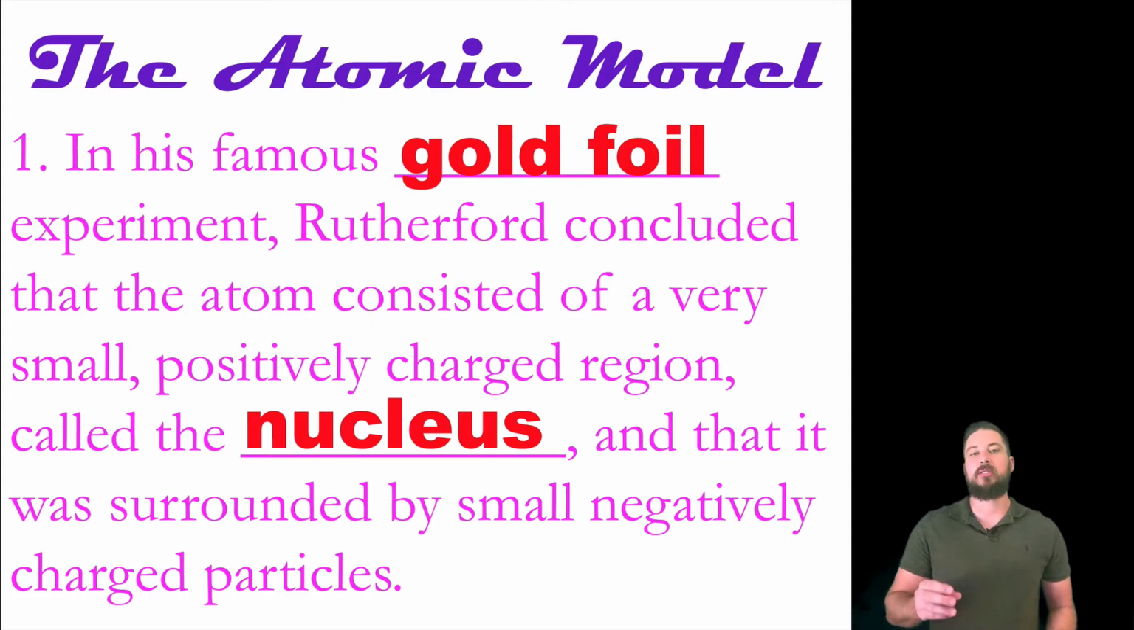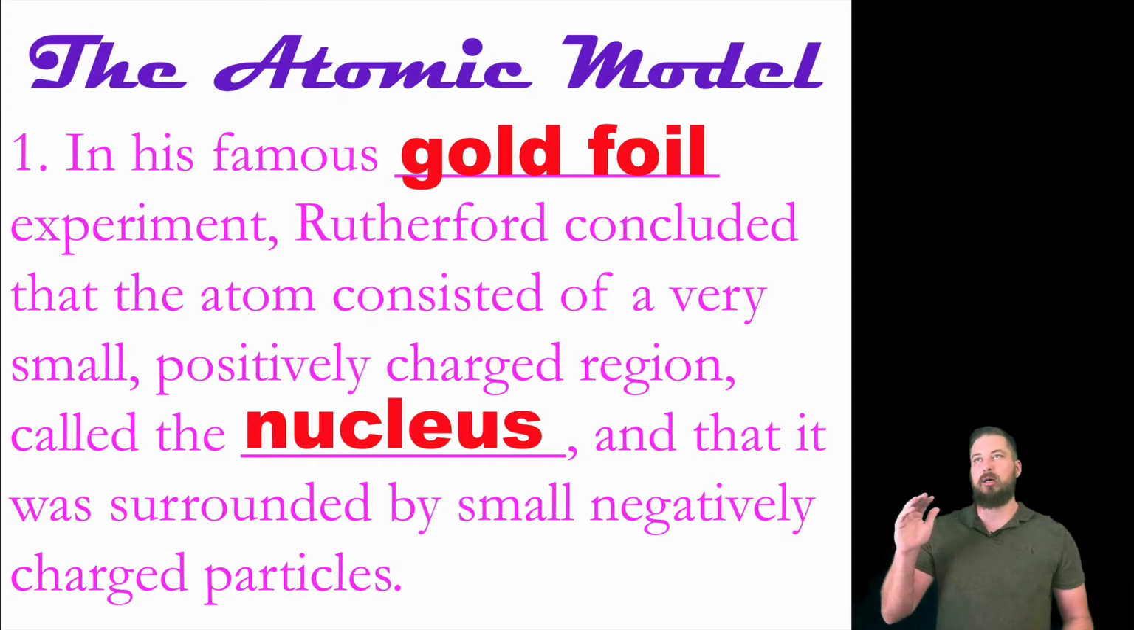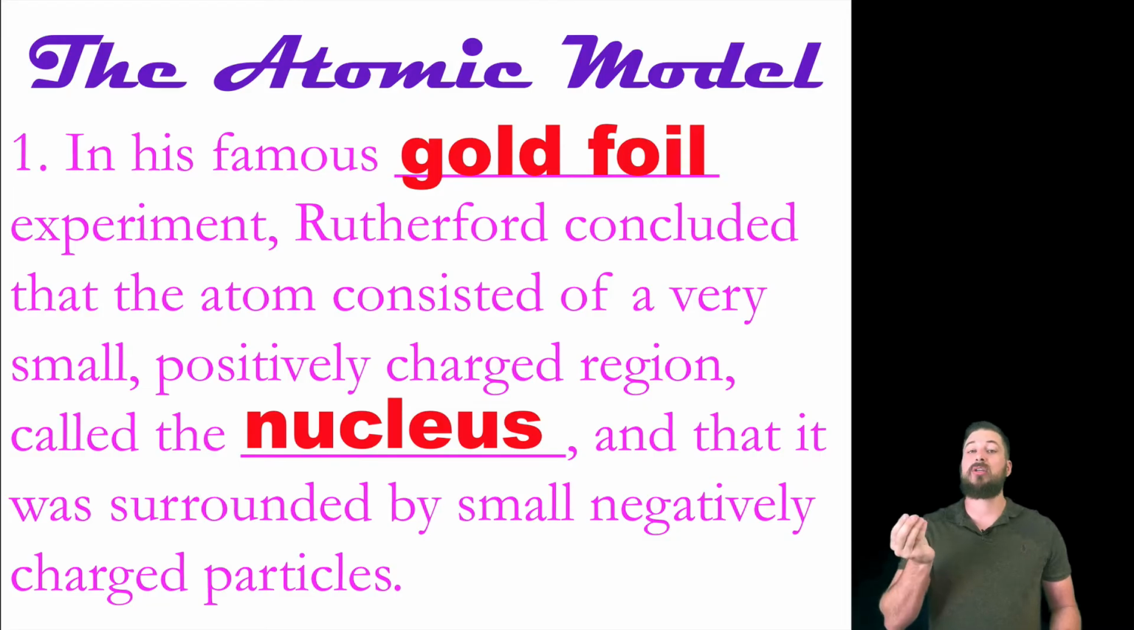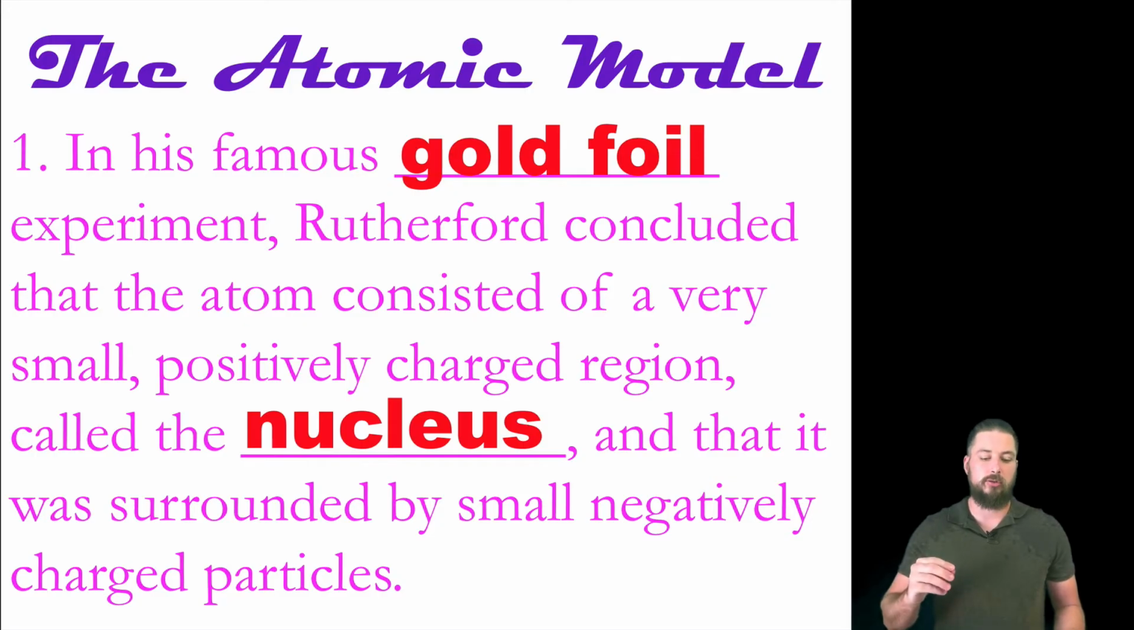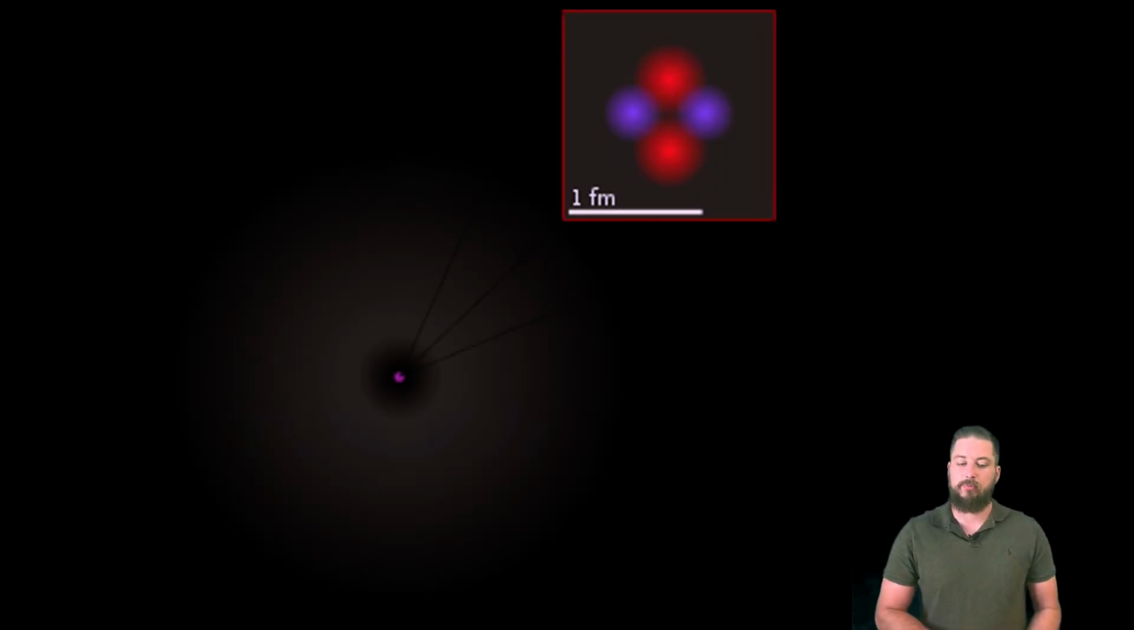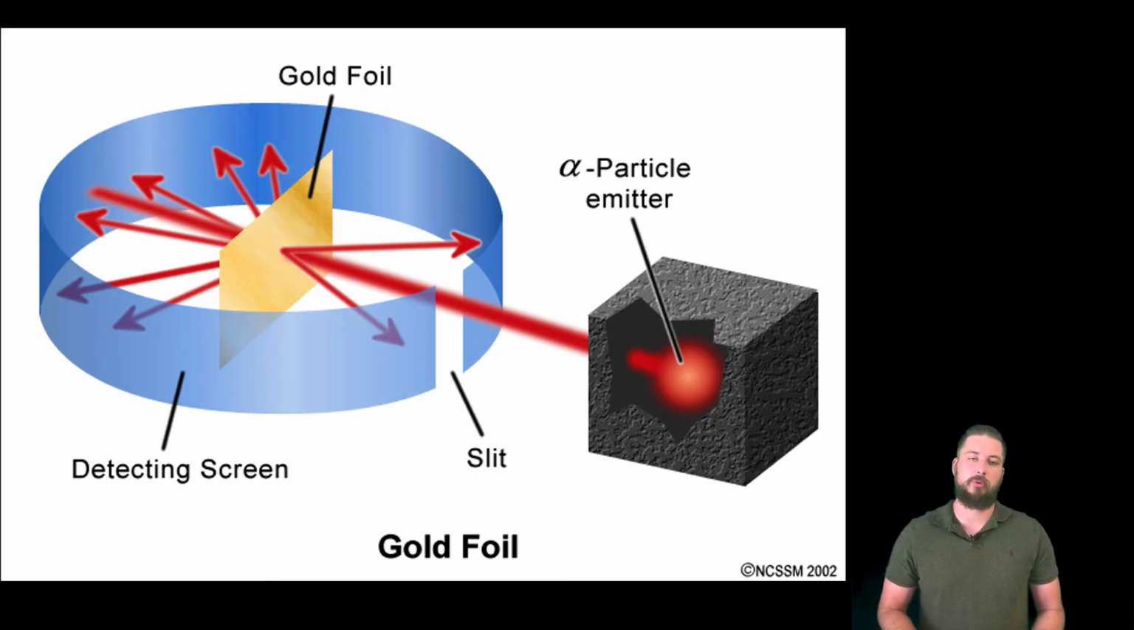Instead of J.J. Thomson's model where the whole atom is a sphere of positiveness, what he discovered is that all the positive is actually in the center of the atom, and he called it the nucleus. And he said that the negative charges, which are the electrons, surround the nucleus. And so this is what his gold foil experiment was.